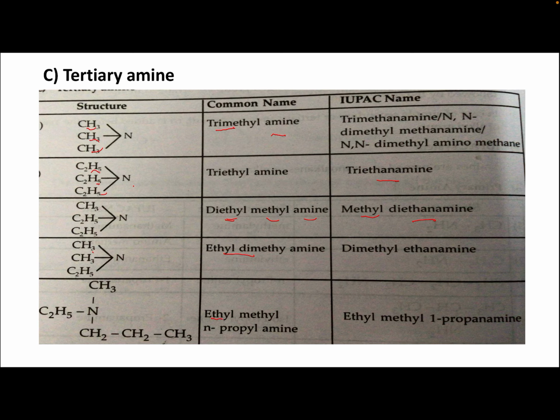Then again ethyl, methyl and propylamine. Here an ethyl group is there, a methyl group is there, and a propyl group, CH2CH2CH3, so N-propyl is there. So to nitrogen, 1 methyl group, 1 ethyl group and 1 propyl group are attached. Going in alphabetical order, you have ethylmethylpropylamine or ethylmethyl-1-propanamine.